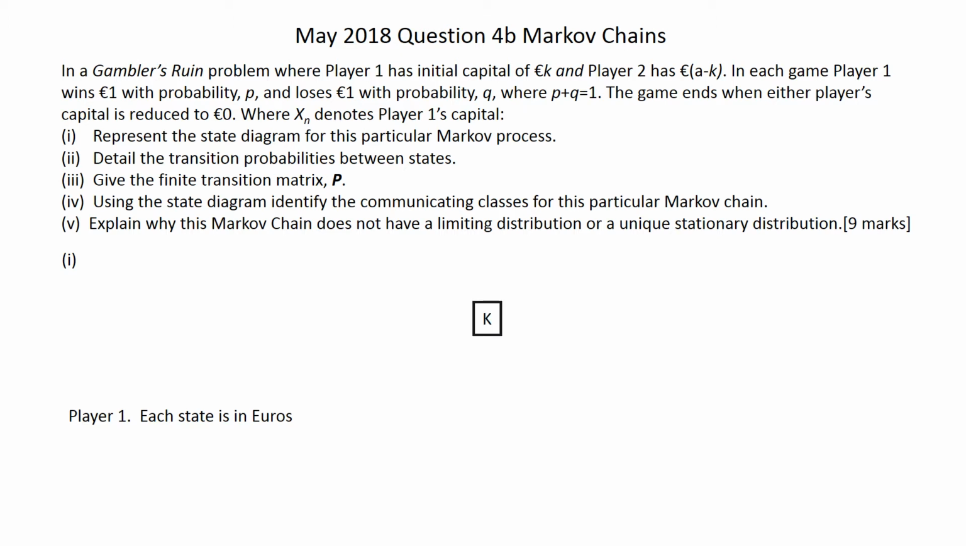So the initial state is state K. This is where they've started, right? At the very beginning of the question on the top row it says player 1 has K euros. That's a starting state. They can win with a probability of P. They will win €1, which brings them up to having K plus 1 euros. When they're at K plus 1 euros, they could lose that when they play the game with a probability Q, and they're back down to K euros.